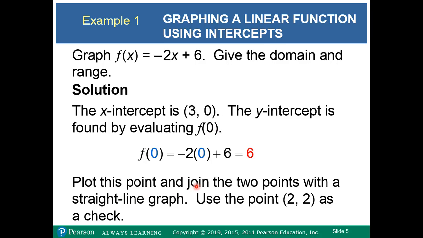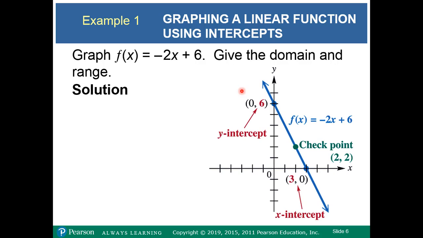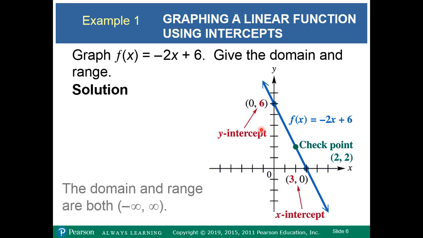Now we plot these points and we join the two points with a straight line, and then we use the point (2, 2) as a check. Now you don't have to do this, but you could. If you plug in 2 into this, do you get 2? And the answer is yes. And so here's the graph. Here's the y-intercept, here's the x-intercept, here's your checkpoint, and then you draw your straight line. And the domain and range are both negative infinity to positive infinity, just like I had mentioned before.